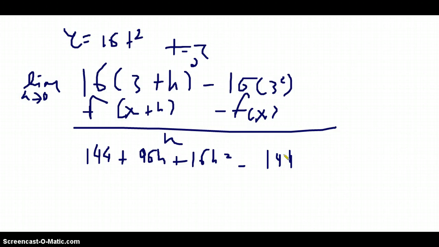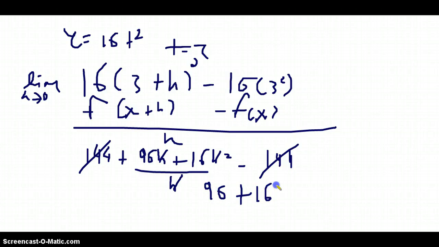See, this is what I mean by why it usually turns out nice. The 144 and minus 144 cancel out, right? And then everything is all over h, so I cancel an h. So 96 plus 16h is what I got. And what's the answer then? If I have the limit as h approaches 0, that means this h is plugged in as 0, which basically takes out that 16h. So it's 96. And that's just one of the general examples that we use in using limits and derivatives.